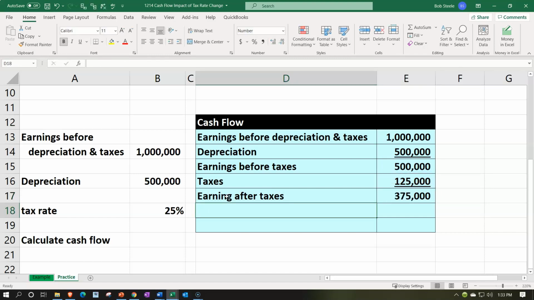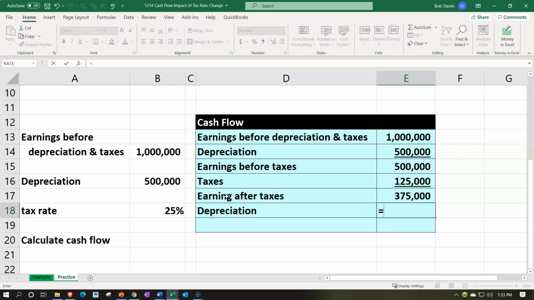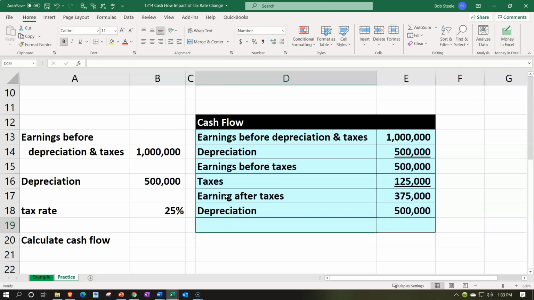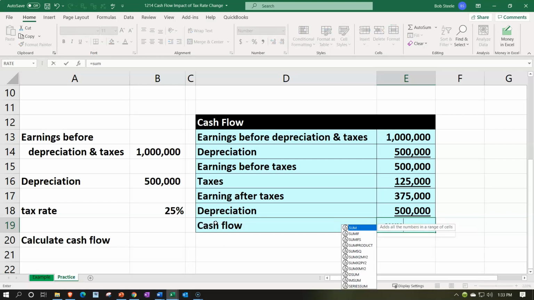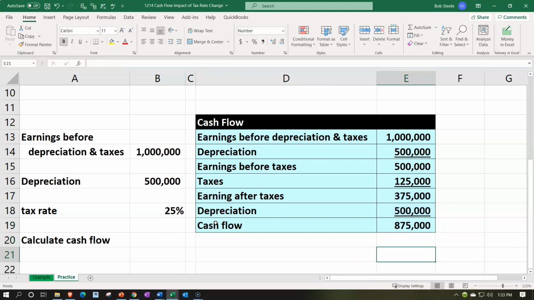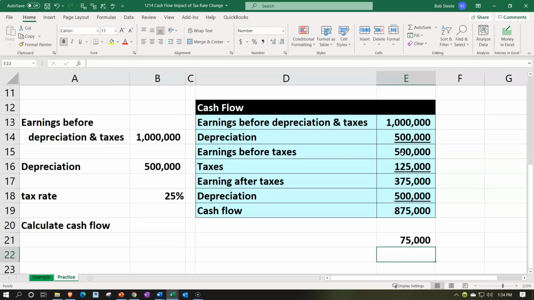It's going to give us the 375, and then we're going to add back the depreciation again because it's not an income, not a cash flow type of item. 500,000, font group, underline. That's going to give us our cash flow, which is going to be equal to the sum of the 375 and the 500,000. We have a difference then, calculating the difference of the 875 minus the 800, the $75,000 difference due to the tax rate.